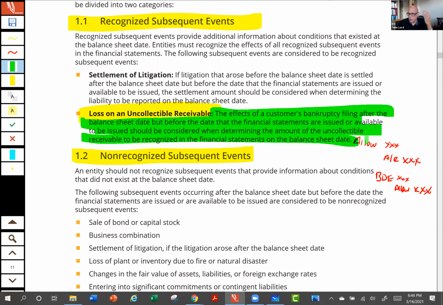bankrupt overnight. So they're saying to us here, in the case of a loss on uncollectible receivable, the standards are telling you that existed at the balance sheet date, and that is a recognized subsequent event. Even though the company didn't find out about it until what? The customer didn't even declare bankruptcy until after the year end, but no one goes bankrupt overnight. So that must have existed at December 31st, right?